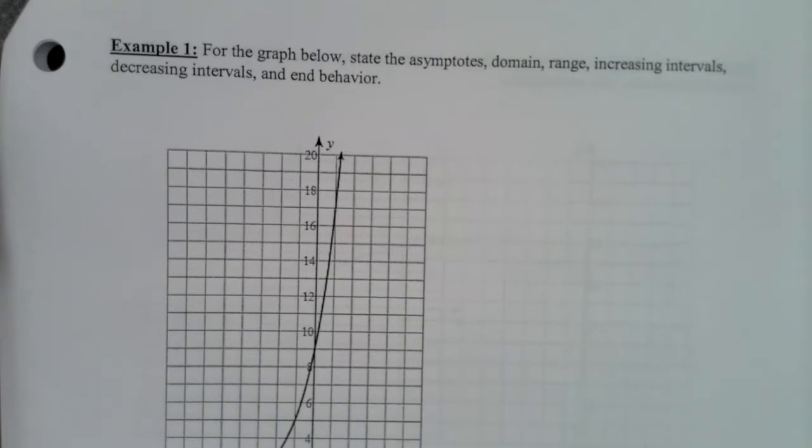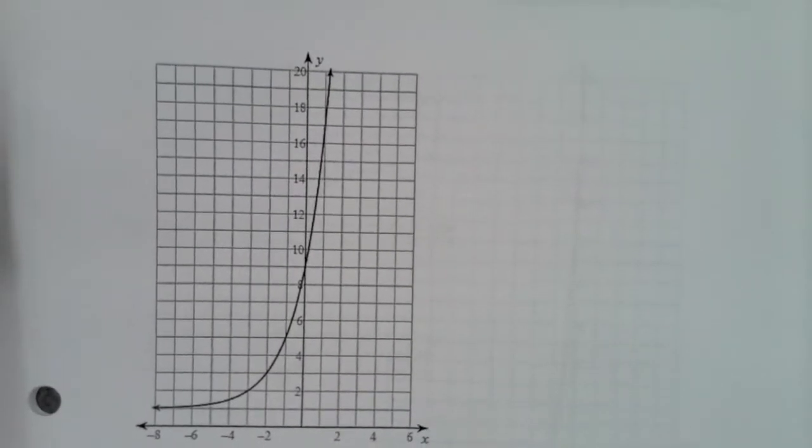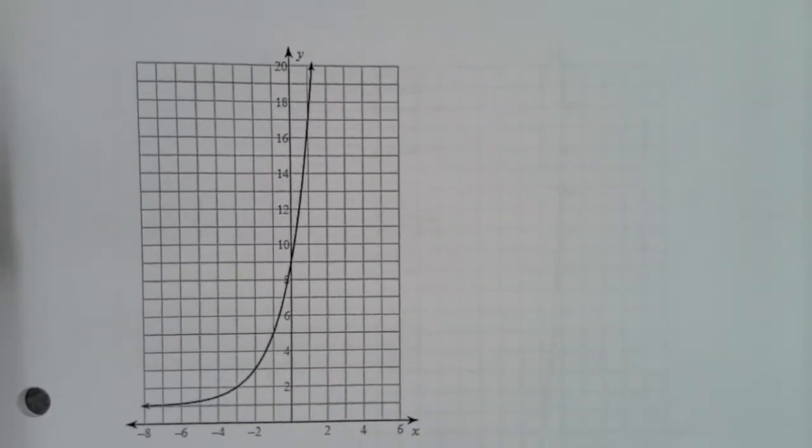Okay, example 1. For the graph below, state the asymptotes, the domain, the range, the increasing intervals, decreasing intervals, and end behavior. So the question is, does this have a horizontal asymptote or a vertical asymptote? And you might be confused. You might have trouble deciphering between the two. But I will tell you on the quiz whether it's an exponential function or a logarithmic function.